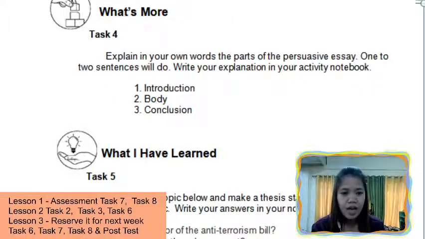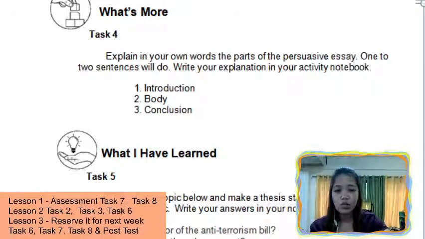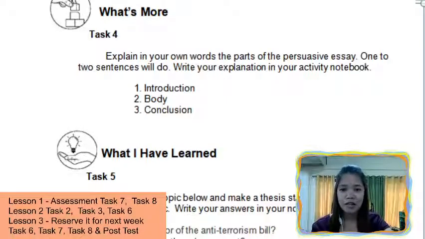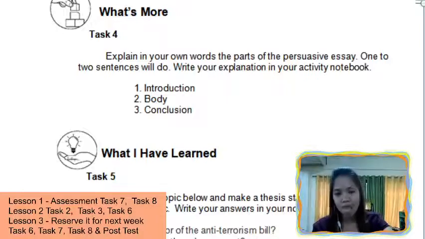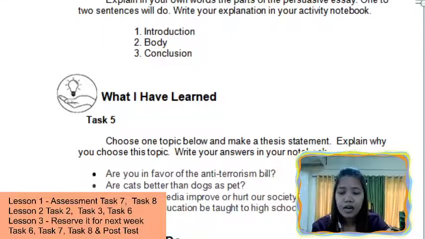Okay? Are cats better than dogs as pet? What can you say about that? What is your stand? Does social media improve or hurt our society? Social media heals our society. Pro yun. Social media destroys relationships among peers. Negative yon. Okay? So, depende. Your thesis statement depends on your stand. You make a thesis statement depending on your stand. Okay? Should sex education be taught to high school students? So, yon. Now, ito ang gagawin ninyo.